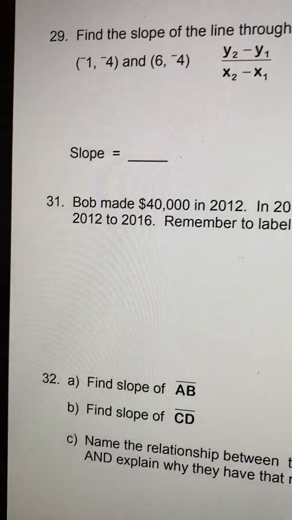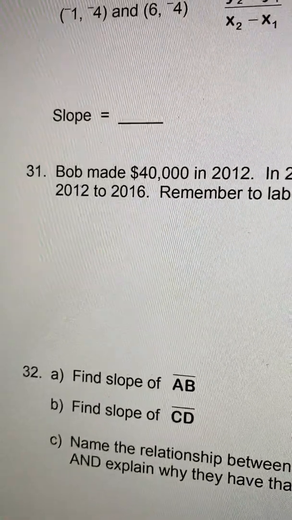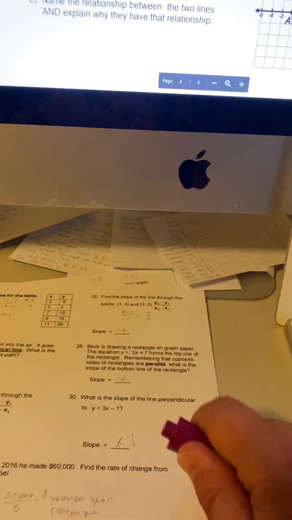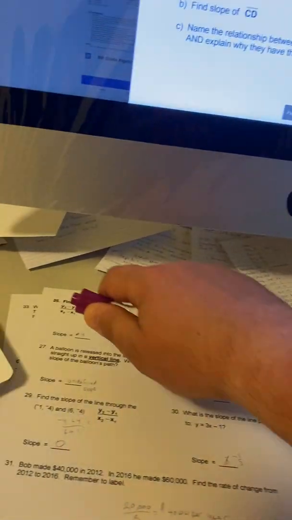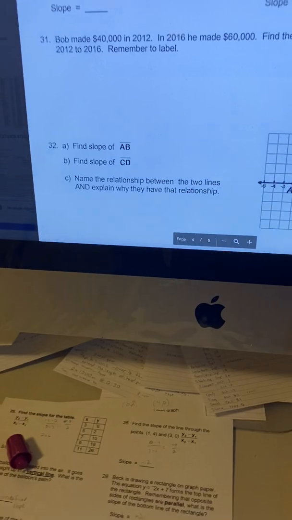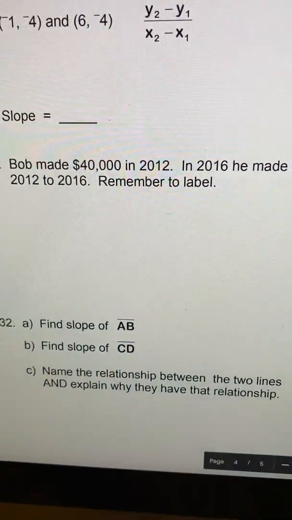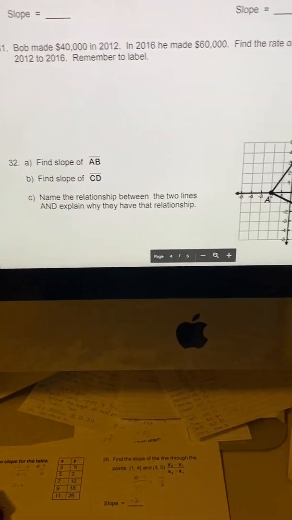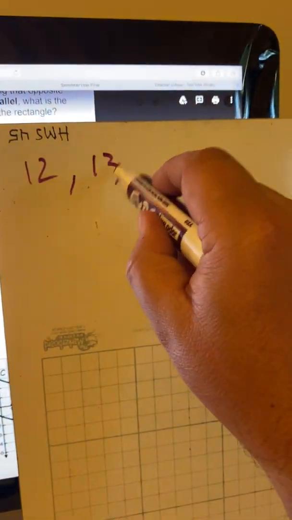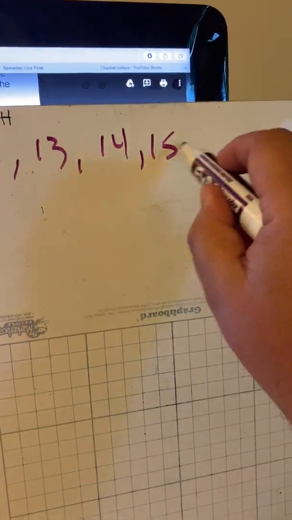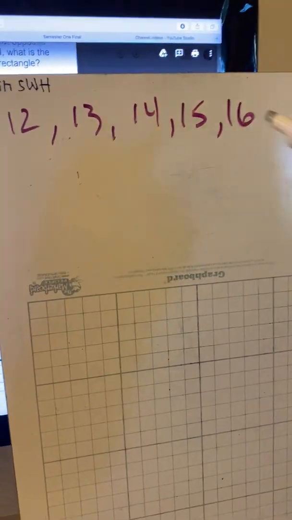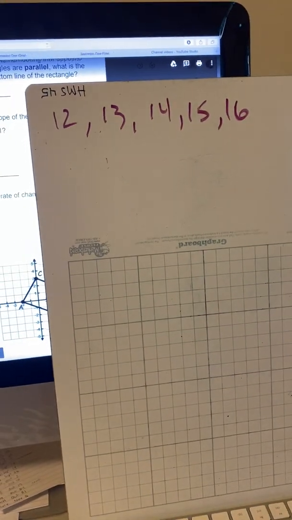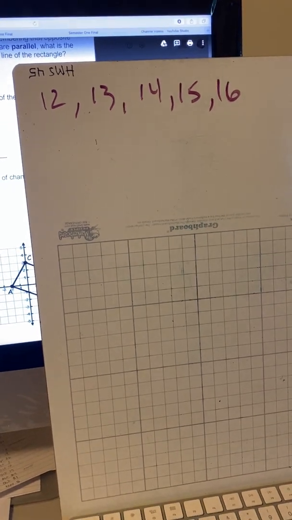Do they want it per year? They don't tell you. Okay, they just tell you the rate of change from this to then. Okay, do they want it per year? Well, here's another way that this can mess you up. Do you count 2012? If you do, then from 2012, there's 12, 13, 14, 15, and 16. There are 5 years that you could possibly be working with.